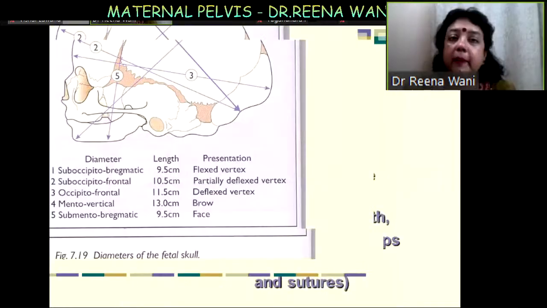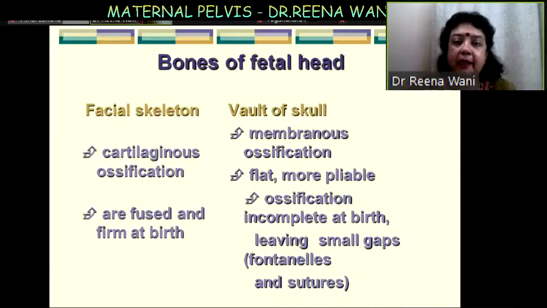So we talked about the bones of the fetal head. The facial skeleton is cartilaginous, fused and firm at birth, whereas the vault of the skull is membranous ossification, flat, more pliable, leaving small gaps, which are the fontanelles or sutures, which I talked about.